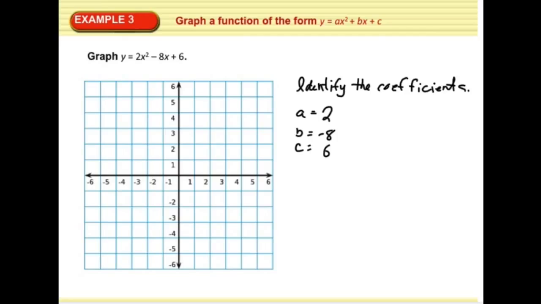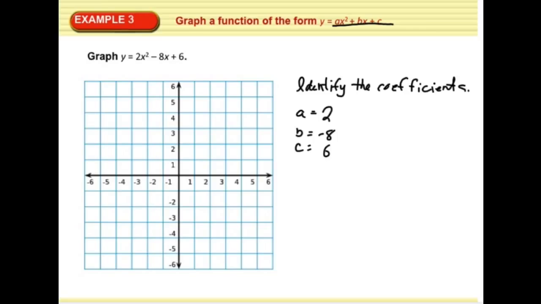Notice I did write negative 8 for my B. That is because the original formula, ax squared plus bx plus c, implies that b is a positive value because there's a plus b. So if the equation that I'm given has a negative b, it means that the value is actually negative, so I'm going to write it as negative.